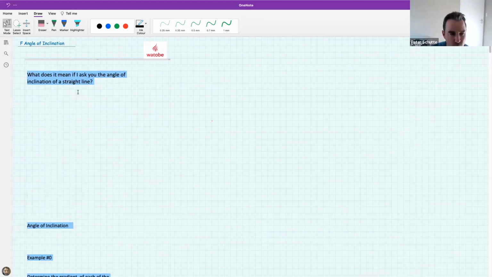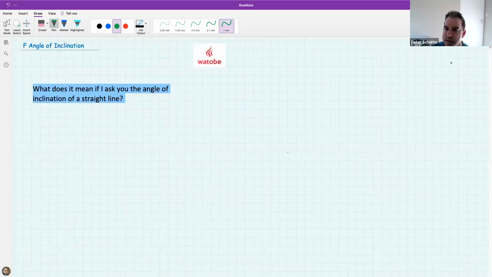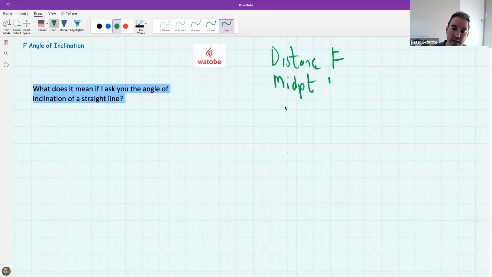So before we get going for today, in the previous lesson, so this is the fourth lesson in the series, and in the previous lessons, we've been doing things like the distance formula, the midpoint formula, and then the gradient formula. Okay, so those are things that we covered.